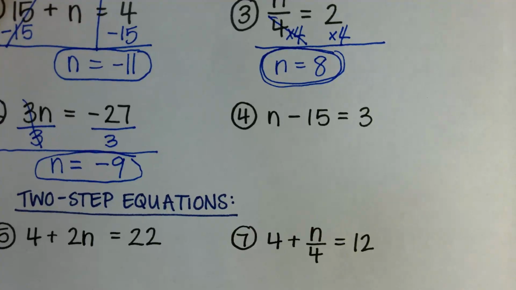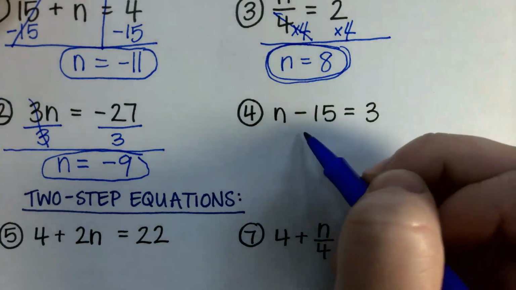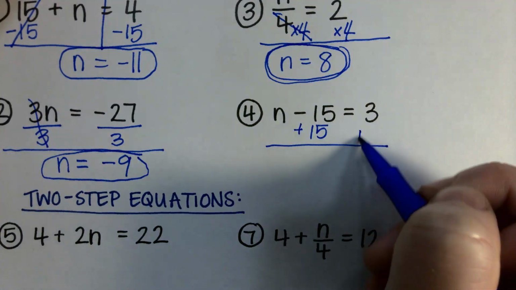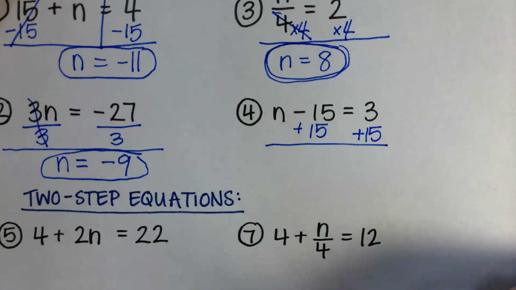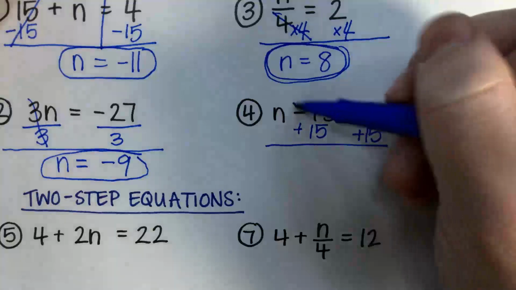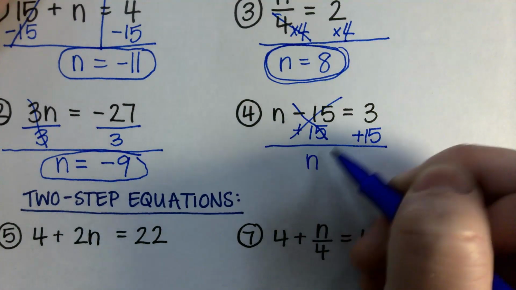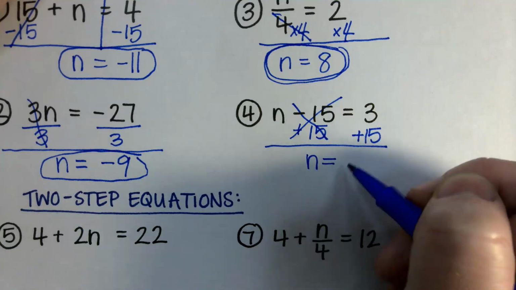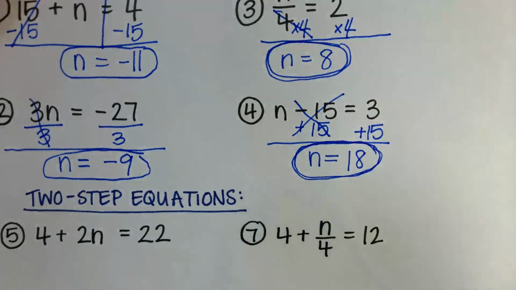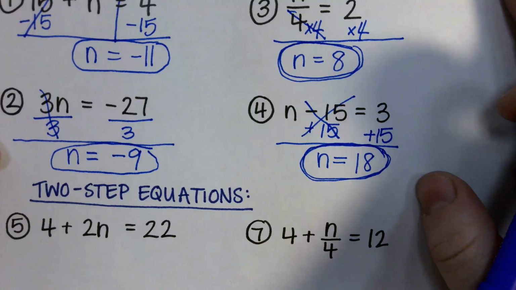Number 4, we have n minus 15 equals 3. What do we do here? Plus 15. Perfect. Plus 15. And on the other side of the equal sign, plus 15. Good. So what happens next? Yeah, my 15s are canceled. They're gone. Now what? n equals 18. Very nice. All right, guys. Any questions for numbers 1 through 4? You guys feel good about those?